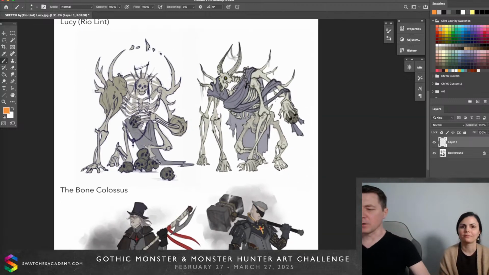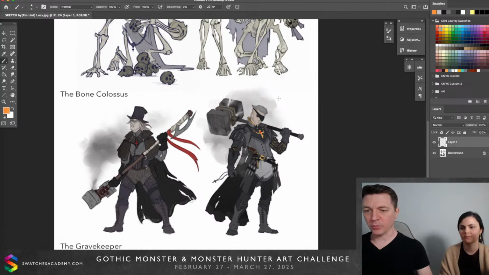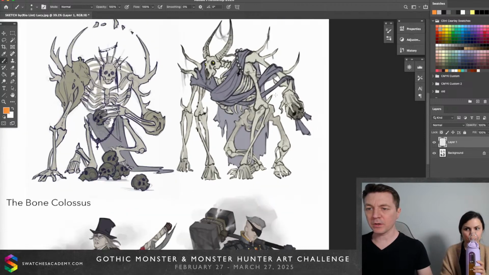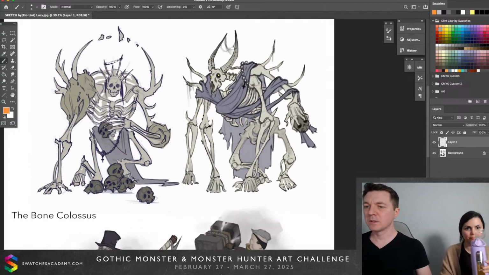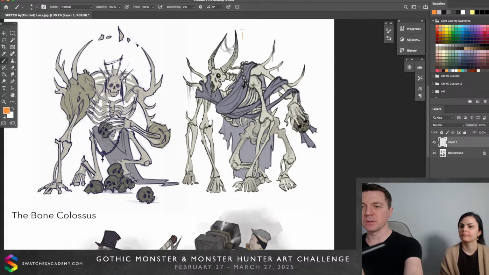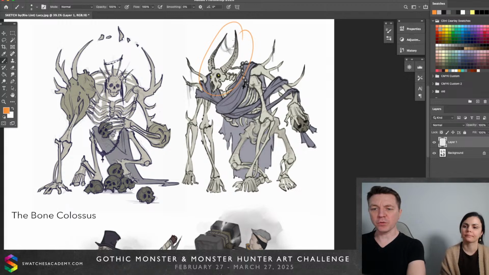Okay, Lucy, also working with a bone colossus and gravekeeper. Some really solid concepts here. Looking at the bone colossus, I'd lean towards the one on the right. I think one of the things that stands out to me is this head just feels more monstery to me. This feels more menacing.